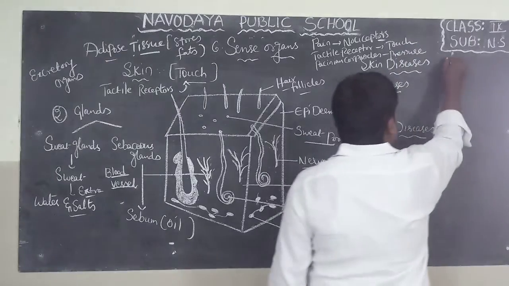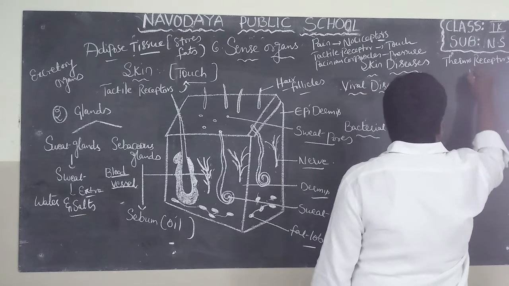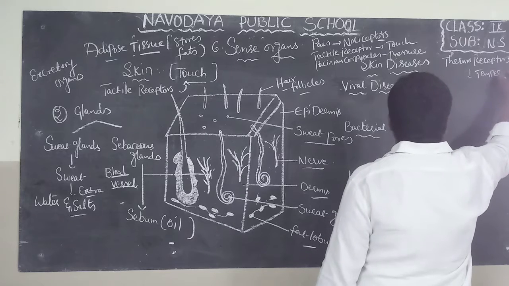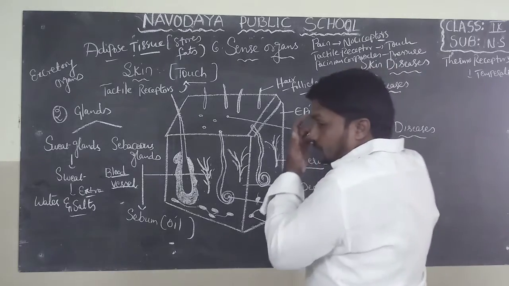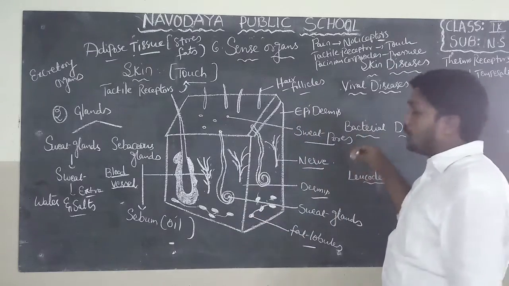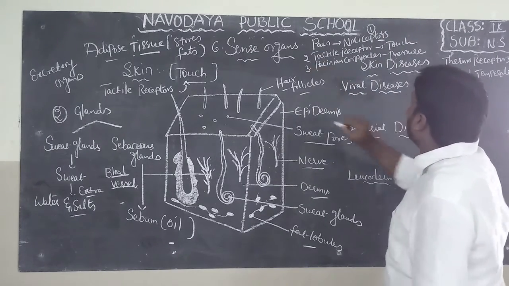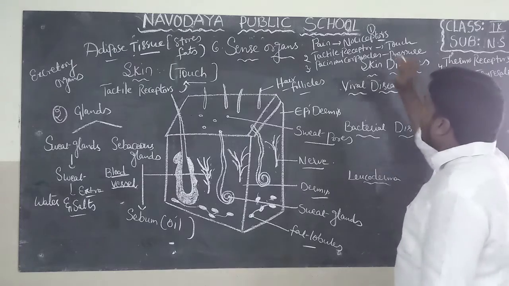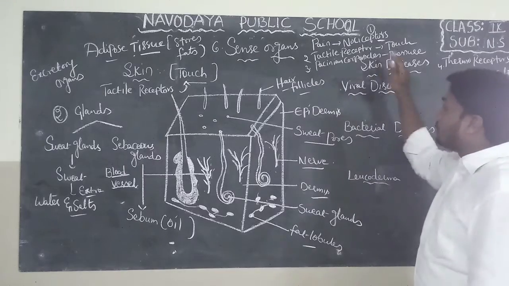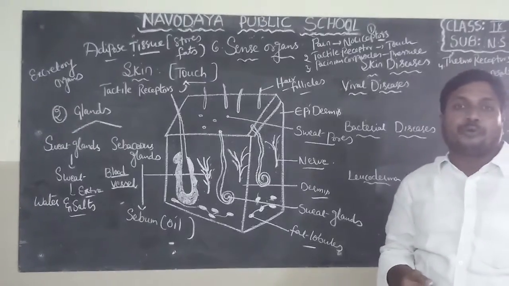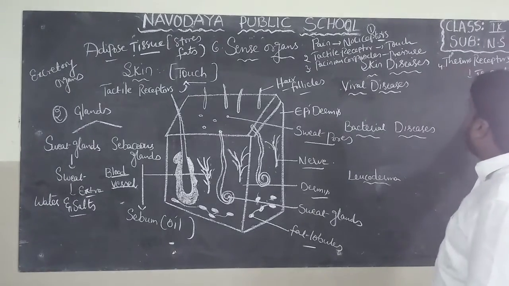Thermoreceptors are for temperature, whether it is cool or hot. So there are 4 types of receptors which we learned in this section. One is nociceptors, second is tactile receptors, Pacinian corpuscles, and thermoreceptors. Nociceptors help to detect pain with the help of skin. These receptors are all present in the skin and help to identify different senses like pain, touch, pressure, temperature.